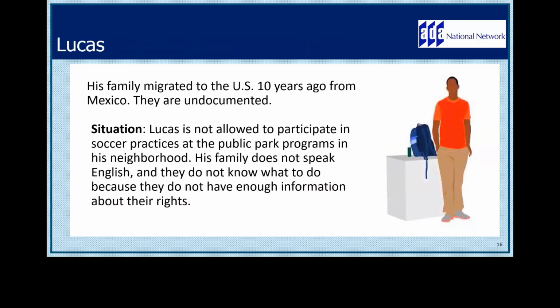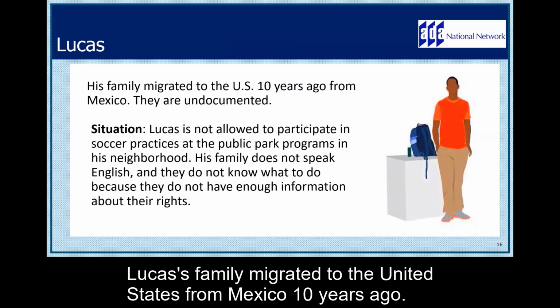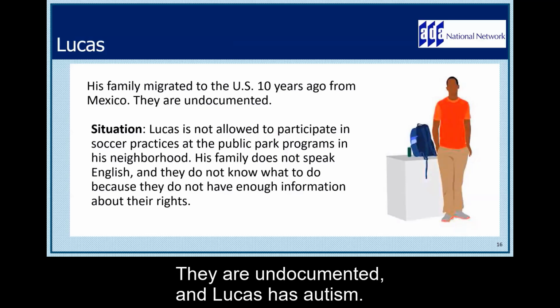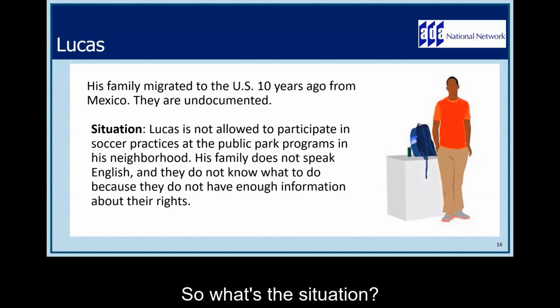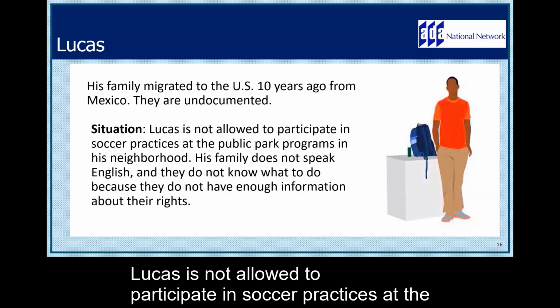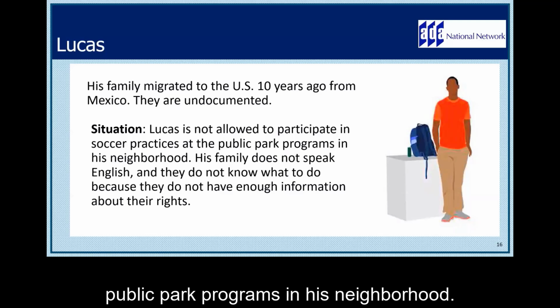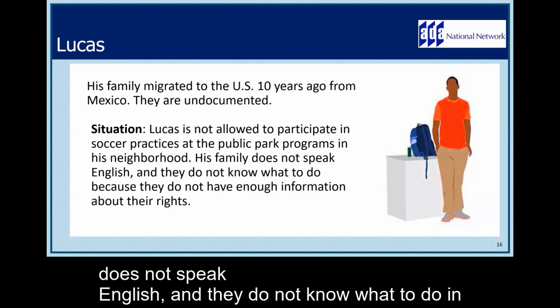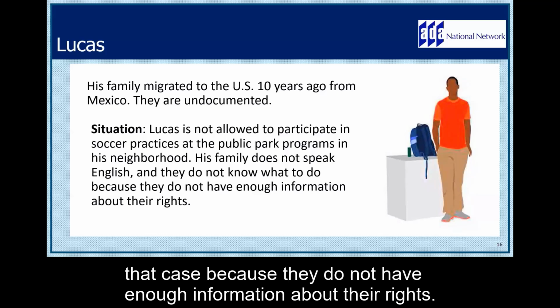Slide 16. Lucas's family migrated to the United States from Mexico 10 years ago. They are undocumented, and Lucas has autism. So, what's the situation? Lucas is not allowed to participate in soccer practices at the public park programs in his neighborhood. His family does not speak English, and they do not know what to do in that case because they do not have enough information about their rights.